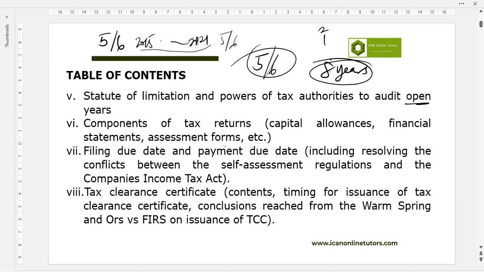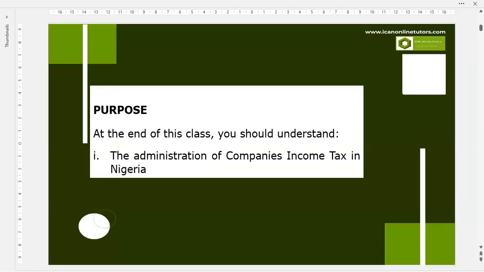Then we look at the components of tax returns, capital allowances, financial statements, assessment forms, the due date for filing, then the payment due dates. Then how to resolve conflict between the self-assessment regulations and the Companies Income Tax Act, and the tax clearance certificate. I want to believe we've all heard about tax clearance certificate before. Am I correct? Yes, that's fine. So we're also going to look at that in this class. That's all we'll be doing for today.